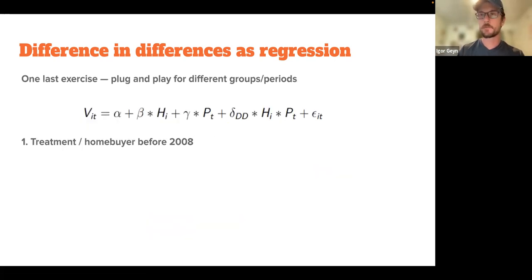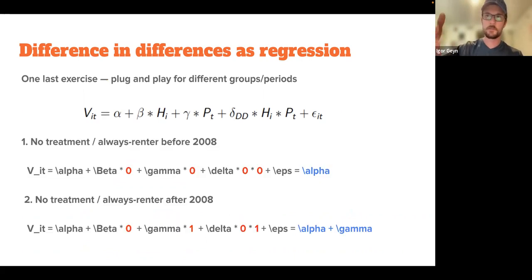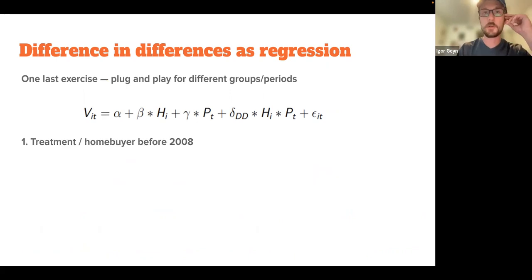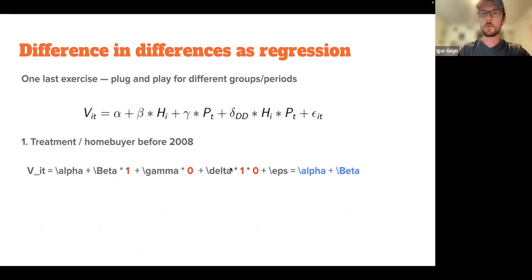We can do the same exercise for the treated group, right? This was us working through it for the control group. If we do it for the treated group, then what happens? We just turn on and off different variables, right?